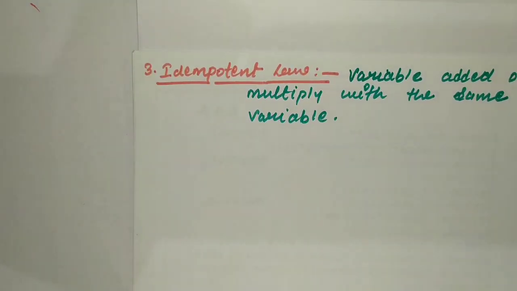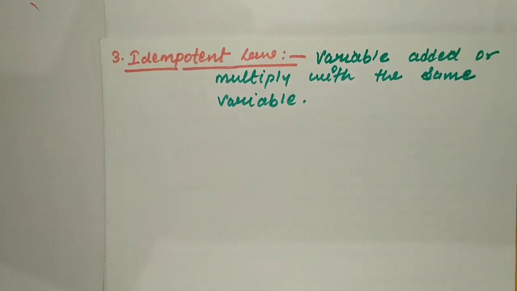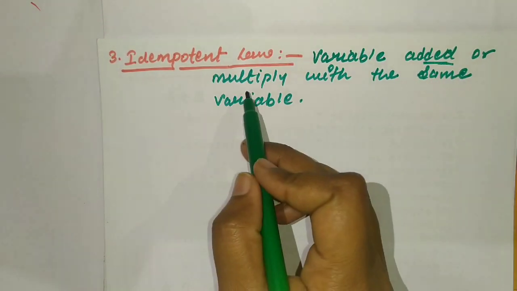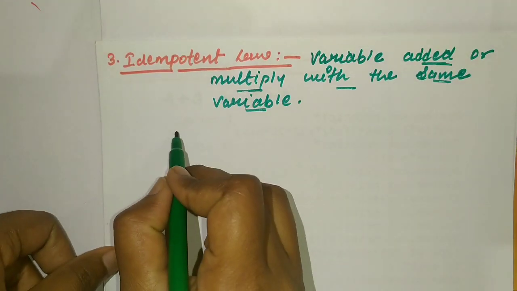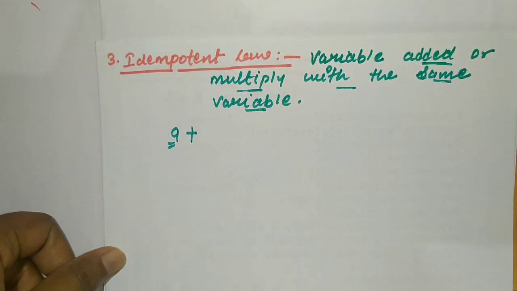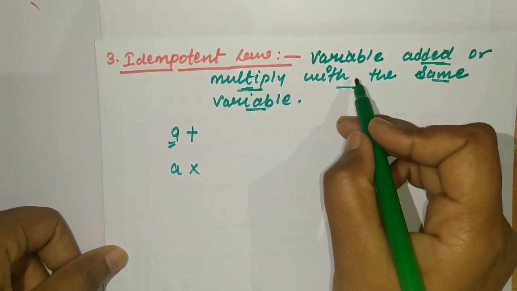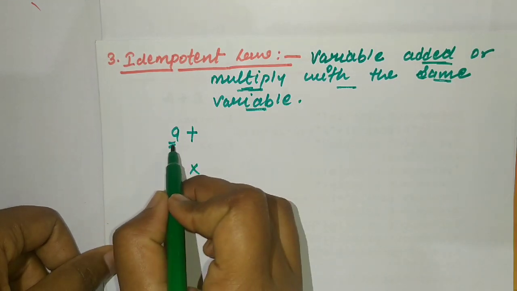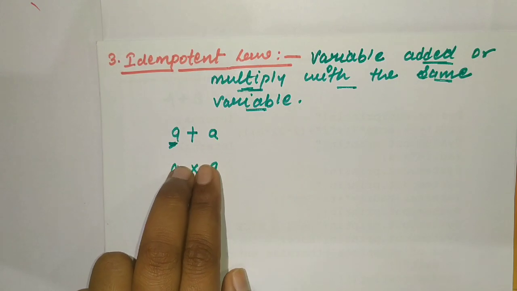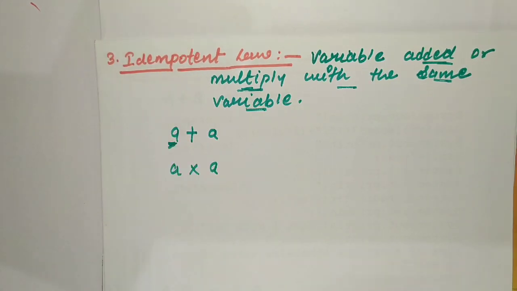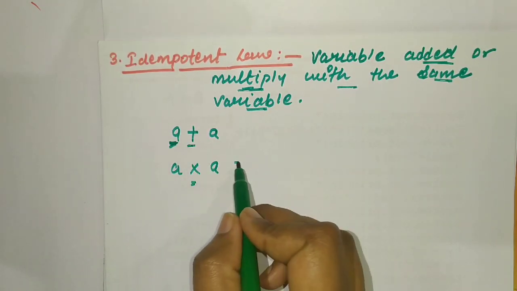The next law is the idempotent law. What is the idempotent law? A variable is added or multiplied with the same variable. Suppose here is a variable A, added, that means plus, or multiplied, that means into, with the same variable. Again here we write A and A, multiplied with A, or added with A.